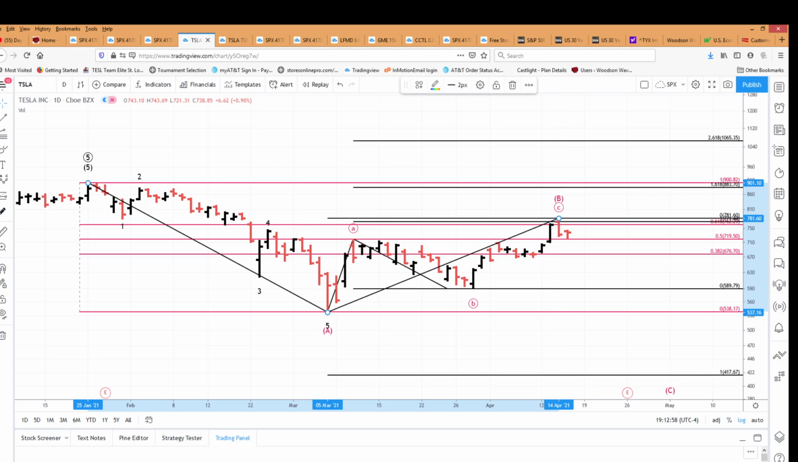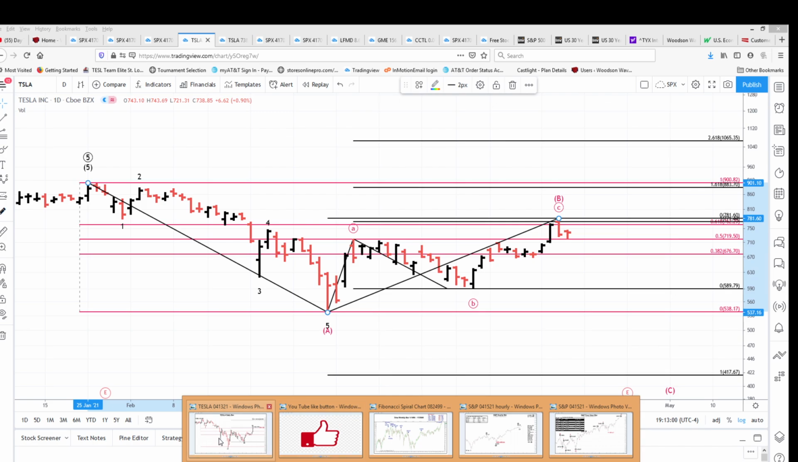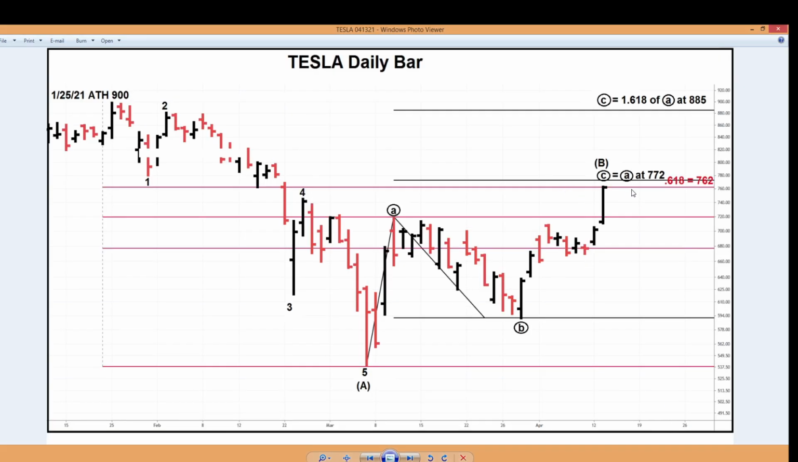Do I have a little summary of that for you guys here? There we go. Yeah, and that's where the targets were. C equals A at 772. There was a 618 at 762. And there we are way up in the, almost at the all-time highs. That would be quite a trick. I wonder if they would try to pull that off.